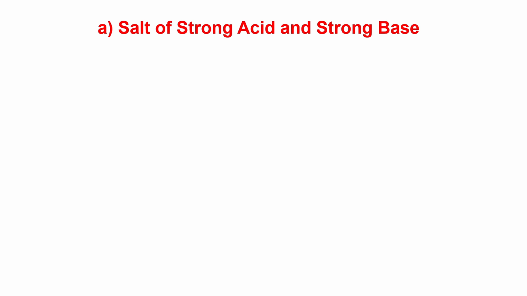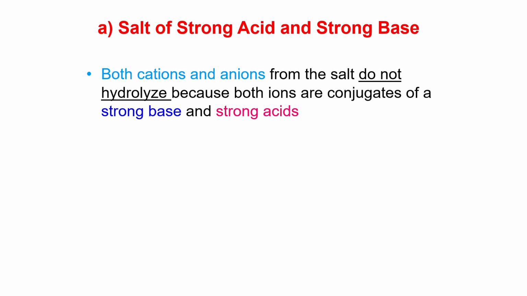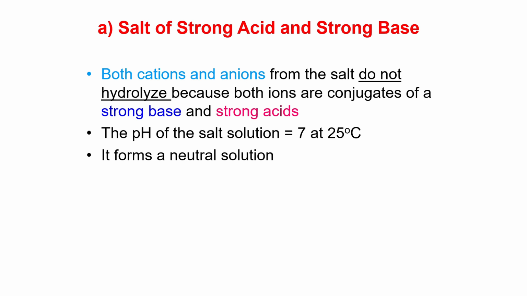So kita tengok salt of strong acid dan juga strong base. So strong acid and strong base, okay, both cation and anion from the salt do not hydrolyze. Okay, dia tidak mengalami hydrolysis. Okay, kerana apa? Because kedua-dua ion ini adalah conjugate of strong base dan juga strong acid. So kita tahu strong base dan strong acid dia sudah completely ionized. Okay, so the pH of the salt daripada strong acid and strong base is pH equal to 7 at 25 degree Celsius. So it forms a neutral solution.